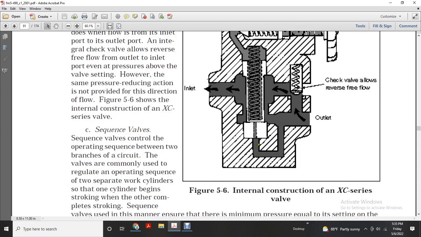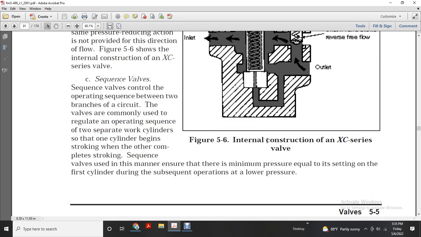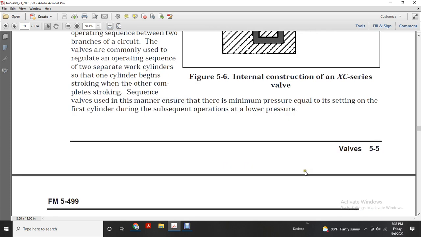Sequence valve, used with a double acting cylinder, controls the operating sequence between two branches of the circuit. It is commonly used with two separate work cylinders, where one cylinder begins its stroke and the other completes its stroke. The sequence valve maintains a minimum pressure equal to the setting of the first cylinder during the subsequent low pressure operation.